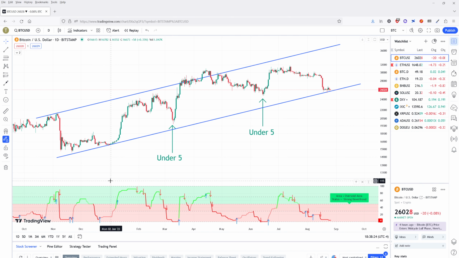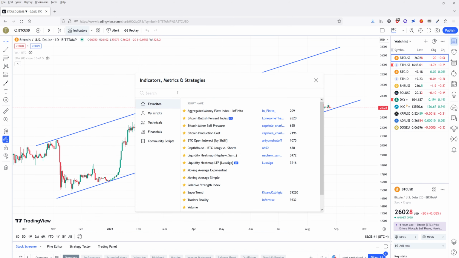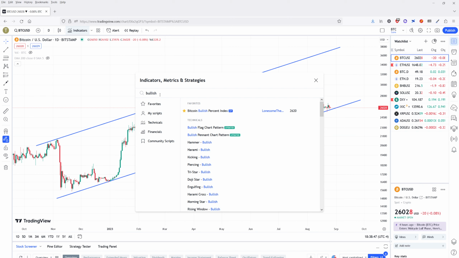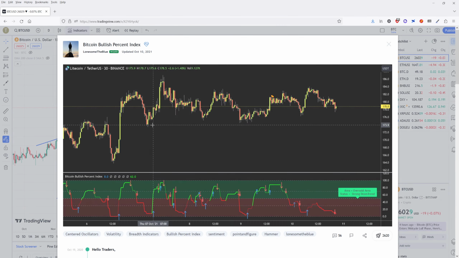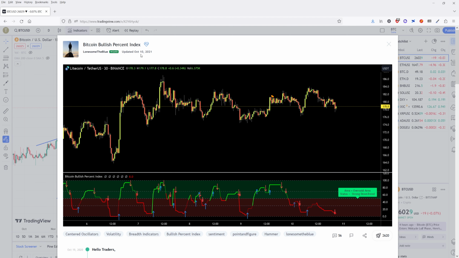So we are going to talk about the bullish percent indicator for Bitcoin. This is the indicator that you see here at the bottom. Now, in order to get this indicator, if you're on TradingView, you're going to first go to indicators, then go to search, and type in bullish percent, and it should pop up right here under the Bitcoin bullish percent index. This is the one you're looking for, and this is by Lonesome the Blue, from October 10th of 2021.